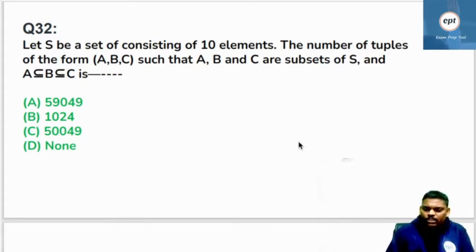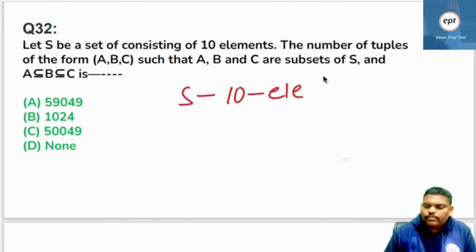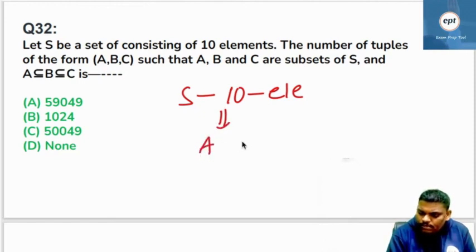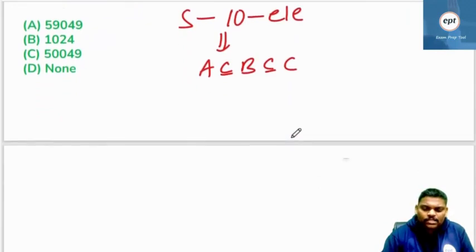Same problem, a little variation. S contains 10 elements. From the 10 elements, you have to select 3 subsets A, B, C. The condition is A subset of B subset of C. All three are subsets of S first, but one more condition is A is a subset of B, which is a subset of C. Now let's see a similar problem.